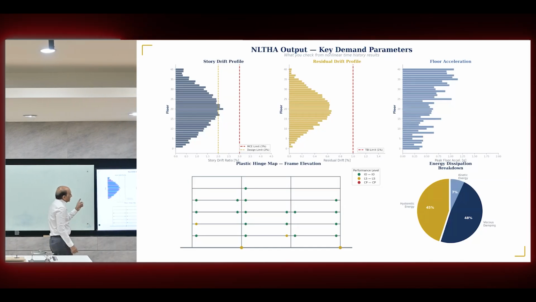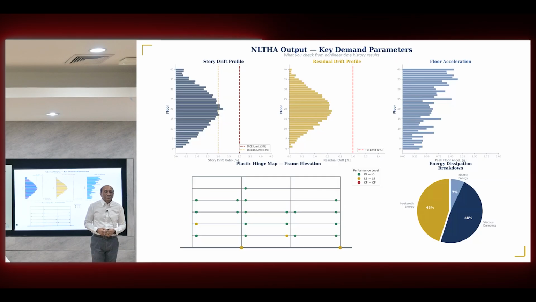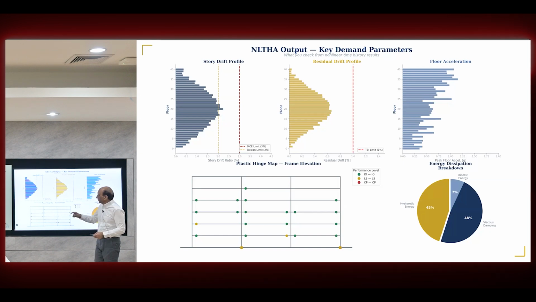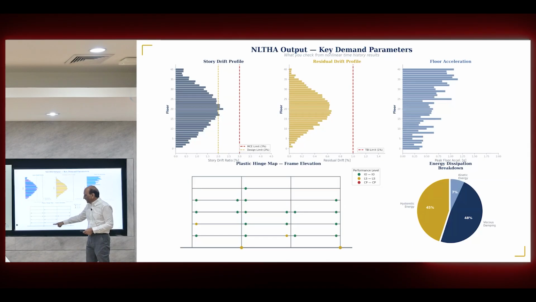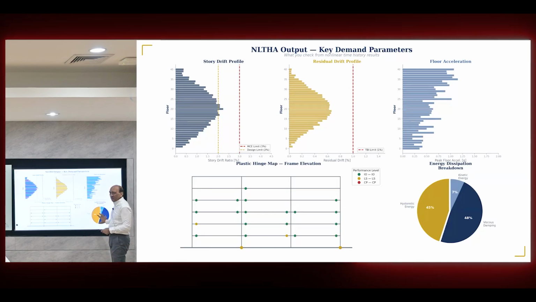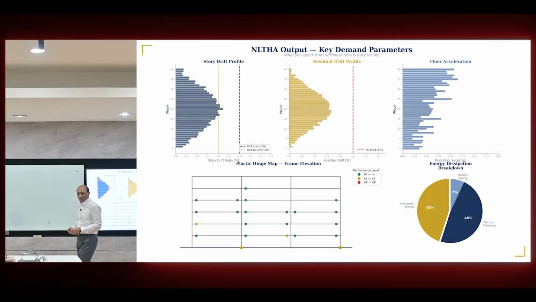So the point is that this is the thing that you're looking for, a final answer for your building. You have all the answers. You can exactly tell the people on this floor what will be the drift, what will be the drift after the earthquake is finished. This is the limit. This place will crack, this will not crack, this will be red, this will be green, something like that. And you can also show energy, where did the energy go? All these plots can come out from this one.